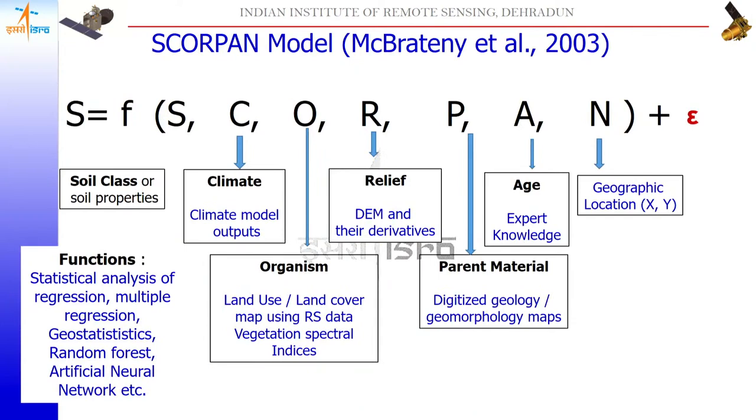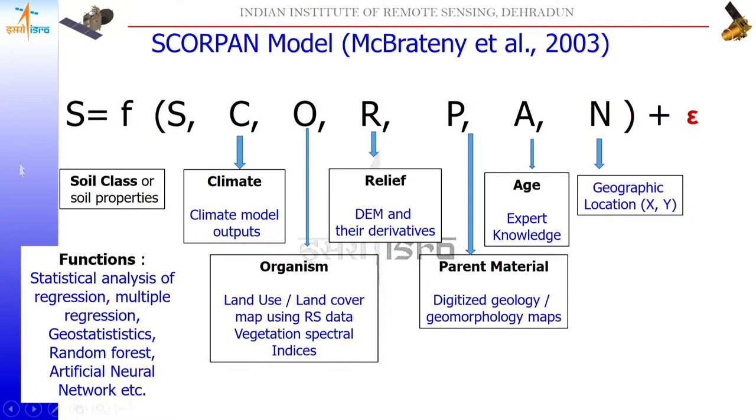Earlier I discussed the Jenny equation of soil forming factors. Here we use the SCORPAN model, which is given by McBratney, where we assume that soil is a function of soil class or soil properties, climate, organism, relief, parent material and time. These are the same as the soil forming factors, but here they have added N, the geographic location of the soil sampling point, where you have taken the soil samples.